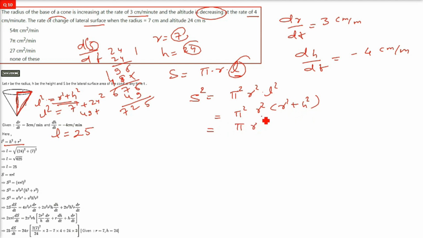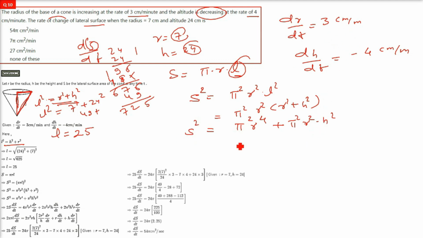Now you can just multiply inside, and then you can see that we are going to differentiate it properly, because r and h both are changing. There is no constant here. r, h and L all are changing. So s square is this. So this is all which you have to do. We have not started the differentiation. We have to differentiate it now.